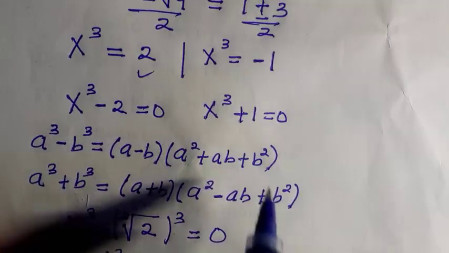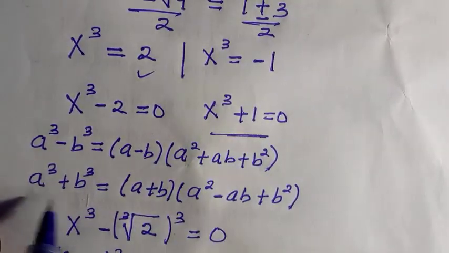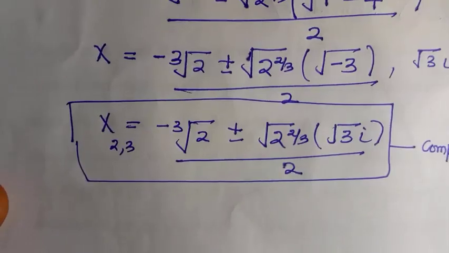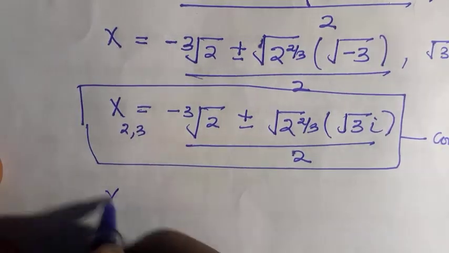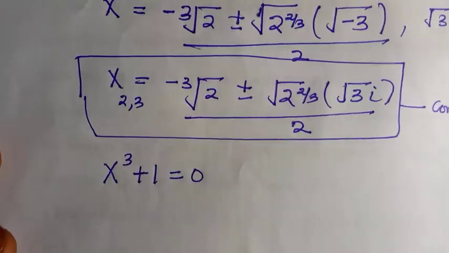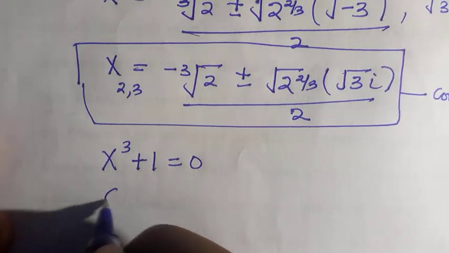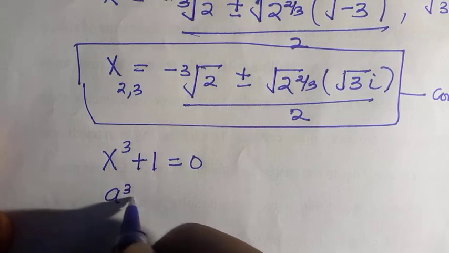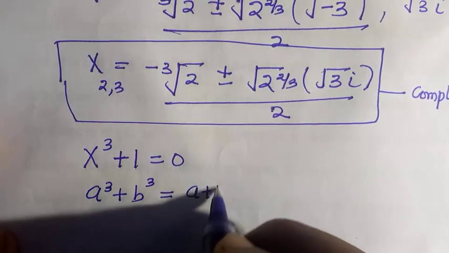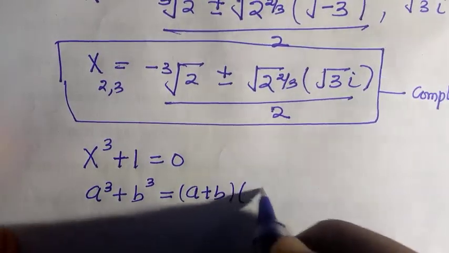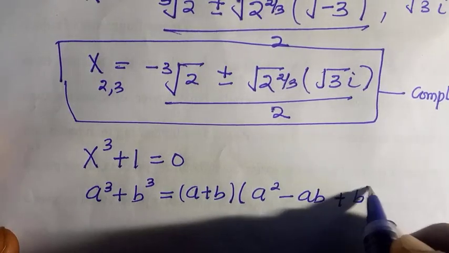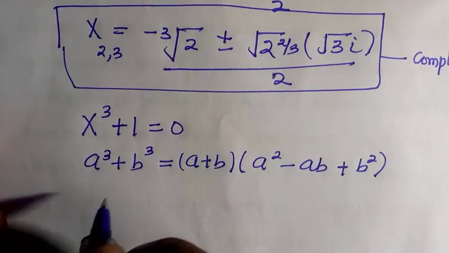which is x raised to power 3 plus 1 equals 0, we use the sum of two cubes to do that. The equation is x raised to power 3 plus 1 equals 0, and the identity states, if you have a raised to power of 3 plus b raised to power of 3, it equals a plus b, bracket, a raised to power 2 minus ab plus b squared. So let's start plugging all this in.